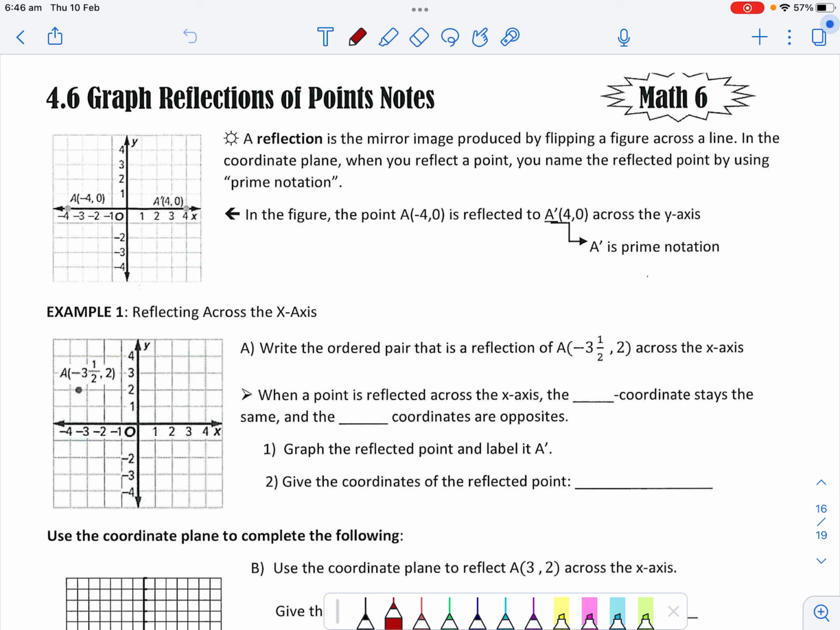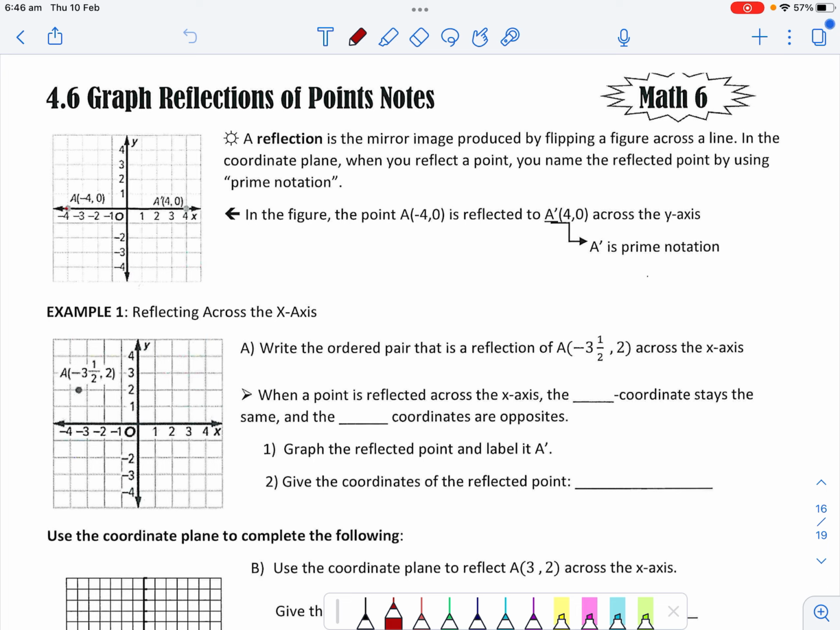Hey everyone, today we are going to be talking about graphing reflections of points. So we're going to talk about graphing reflections over the x-axis and the y-axis. A reflection is the mirror image produced by flipping a figure across a line in the coordinate plane. When you reflect a point, you name the reflected point by using prime notation.